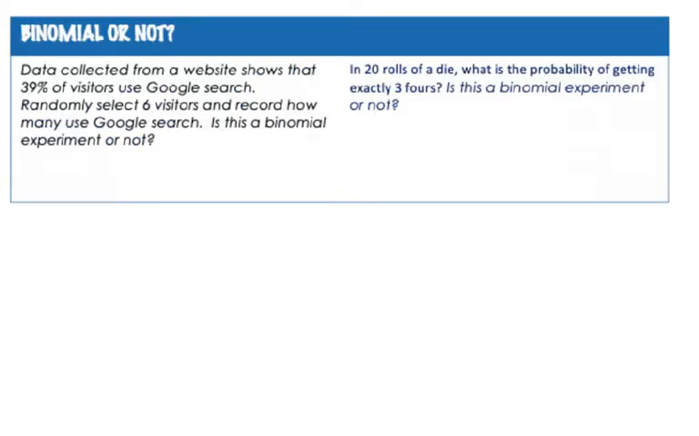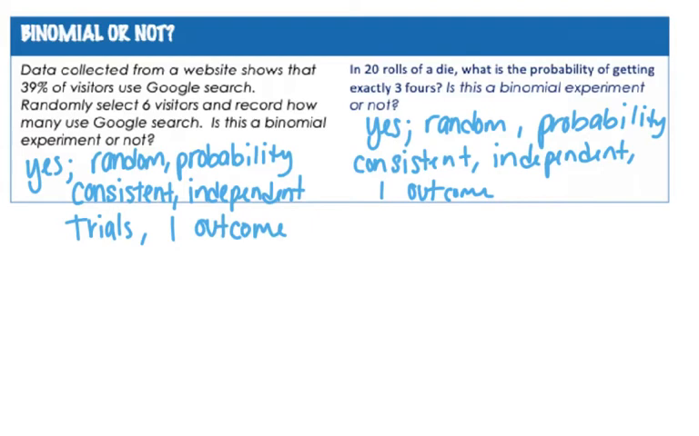Alright, so let's decide if these are binomial or not. I want you to try it. Pause the video and see if yes, it's binomial and tell me why, or no, it's not binomial and tell me why. Try that in 1, 2, 3. Alright, so both of these are binomial because both of them are completely random. The probability is consistent throughout. There are independent trials and there's only one outcome.